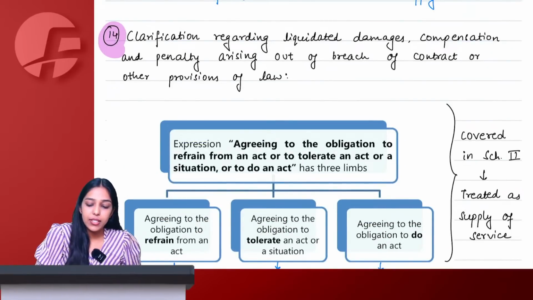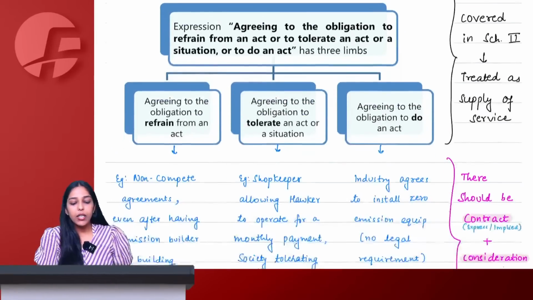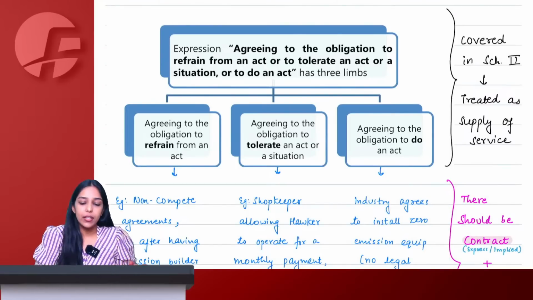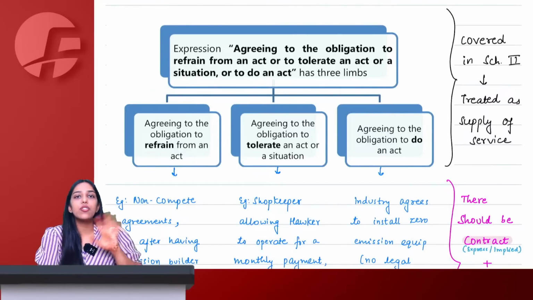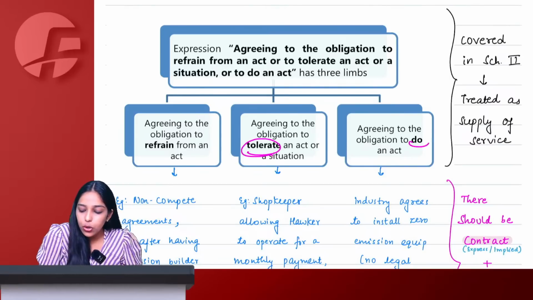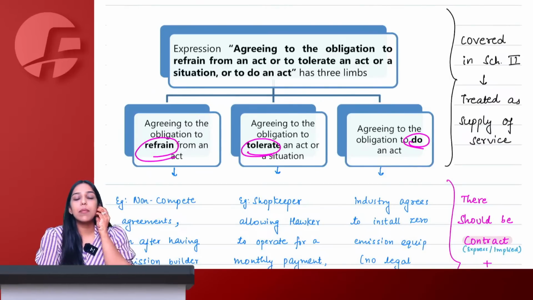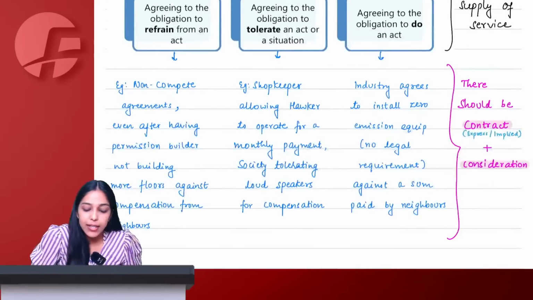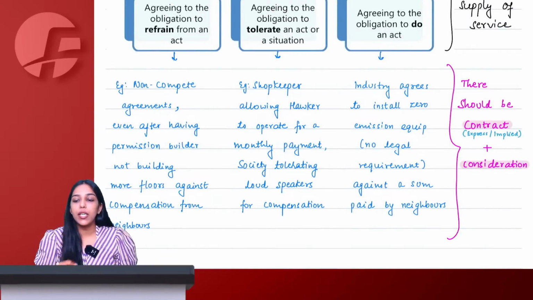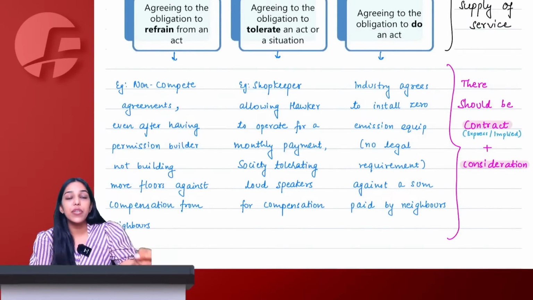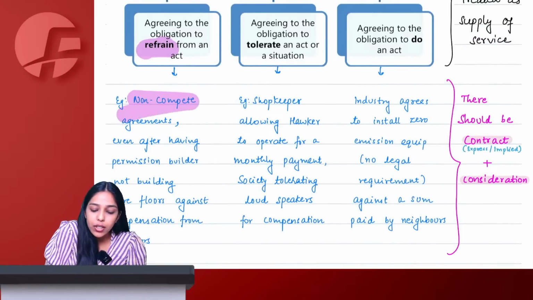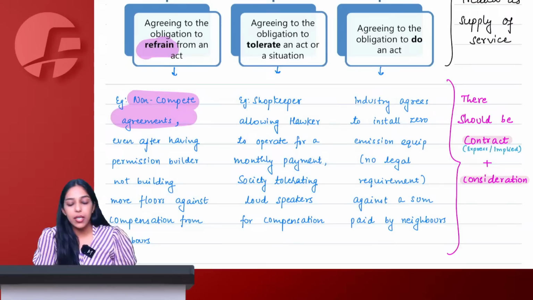Then the next point says that there are three things: agreeing to refrain from an act, to tolerate an act, to do an act. Refrain means to not do, to tolerate or to do something. It is also supply of service if you have entered into a contract and you have charged consideration for the same. Let us say we took the example of Aishwarya, where I paid money to Aishwarya to not do teaching. So she is refraining from teaching. Non-compete agreements are also taxable under GST.